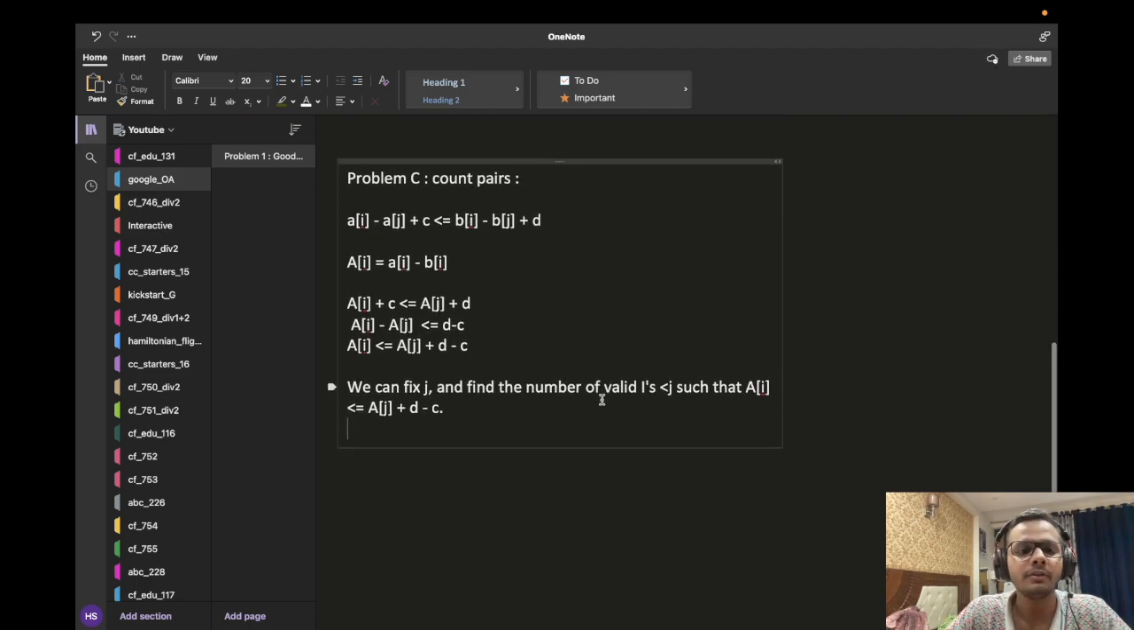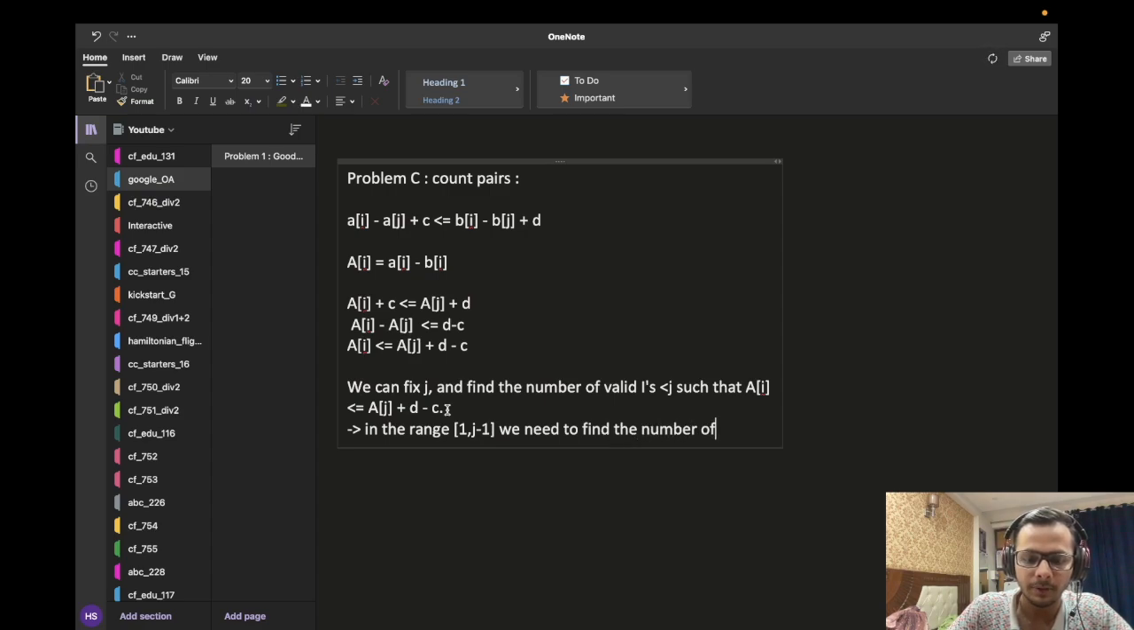But how exactly do we do this? Well, for a prefix we have to find the number of elements. So for a prefix in the range 1 to j minus 1, we need to find the number of elements which are smaller than A_j plus d minus c.